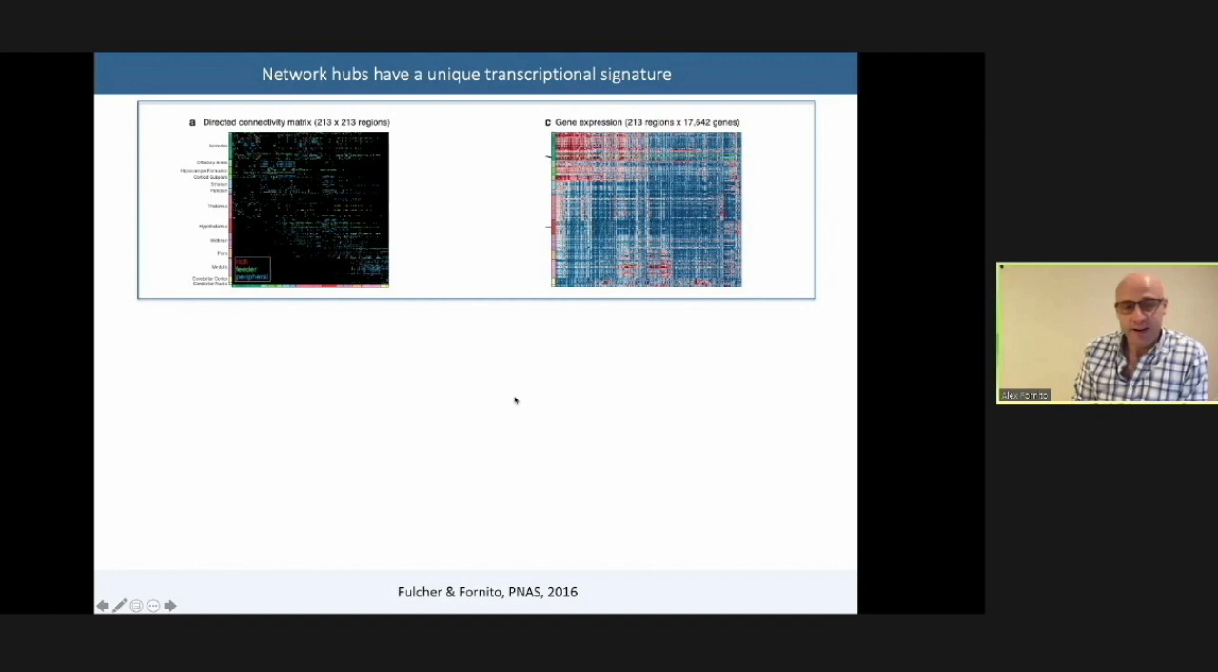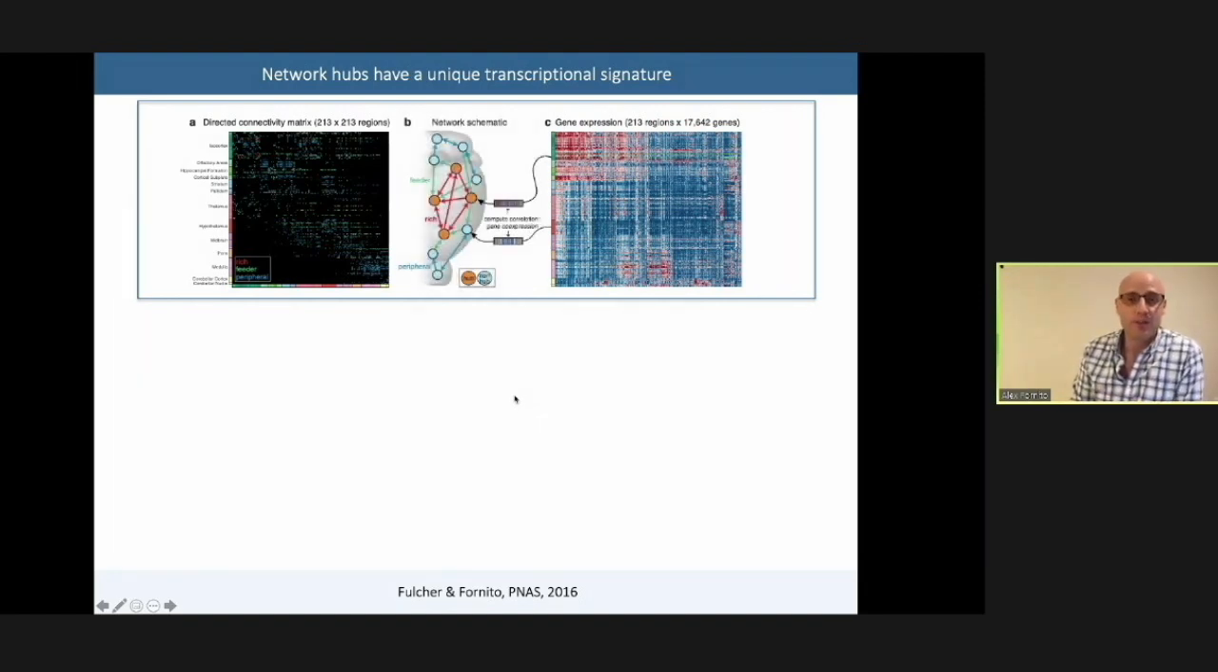So in our analysis, we distinguish between hubs and non-hubs, and then we map the rich, feeder and peripheral connections. So remember, a rich link is a connection between two hubs. A feeder is a connection between a hub and a non-hub, and a peripheral is a connection between two non-hubs.